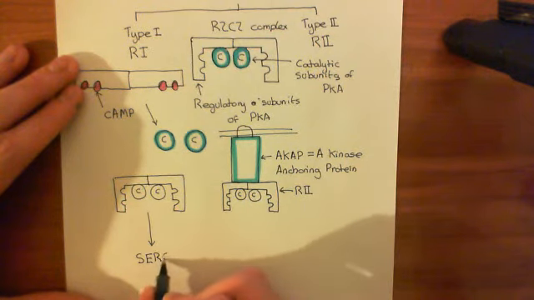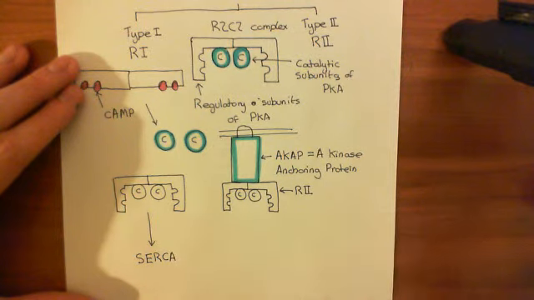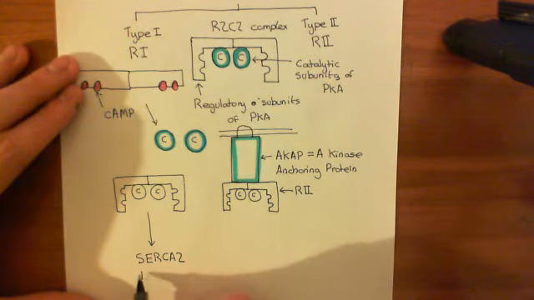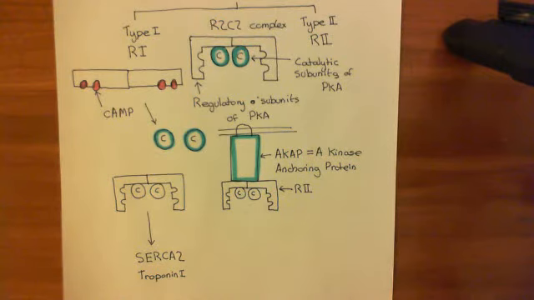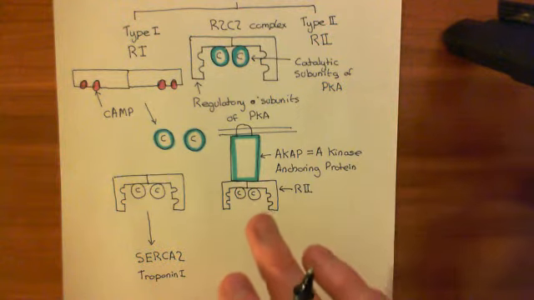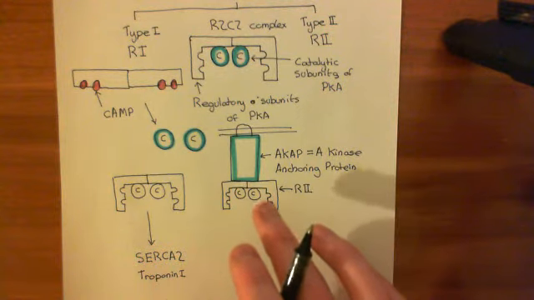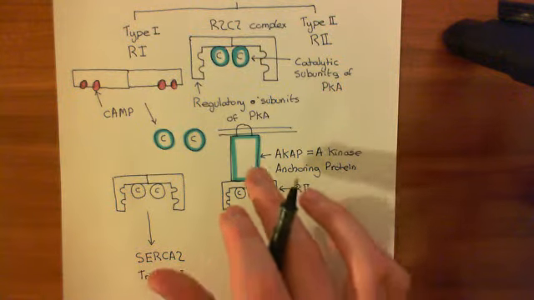And specifically, I should have said this earlier actually, there are different forms of SERCA, and the form of SERCA in the heart is SERCA2, okay, and it's also going to activate troponin I. So don't worry too much about this. It's just there are different genes coding for SERCA pumps, and the specific gene that is found within cardiomyocytes is SERCA2.